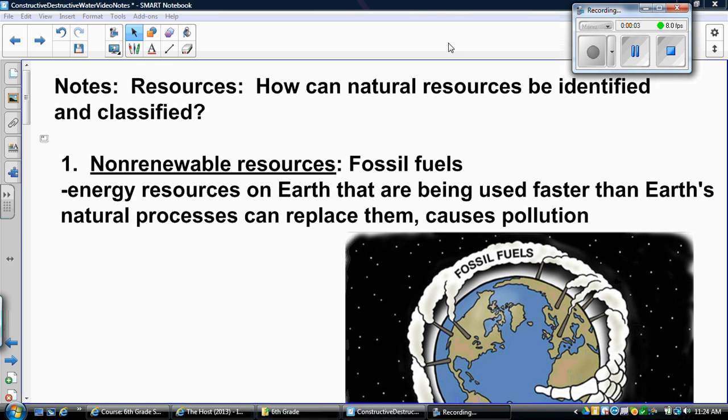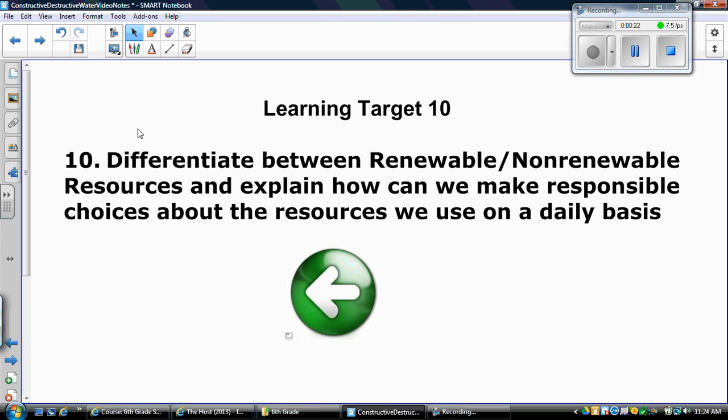Okay, the last thing that we're going to talk about with this unit is our resources. Water is one of our natural resources. So we're going to talk about how water can be used specifically as a resource in other types. So our essential question for today is how can natural resources be identified and classified? So this is learning target 10, differentiate between renewable and non-renewable resources and explain how we can make responsible choices about the resources we use on a daily basis.